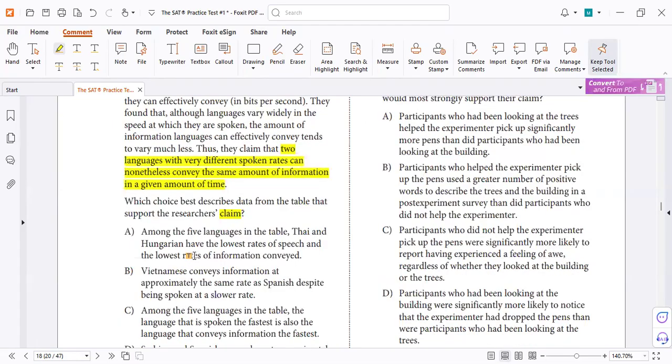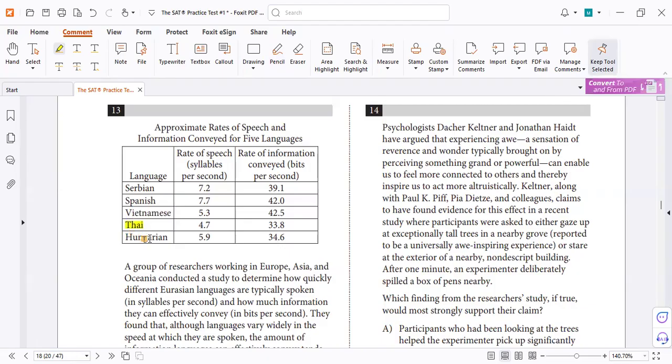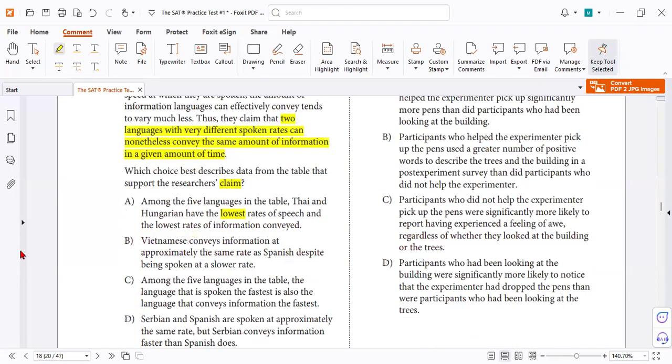Let's see. Among the 5 languages in the table, Thai and Hungarian have the lowest rates. So where are Thai and Hungarian? Is that the lowest, or is this the lowest? 5.9. So here he said 5.3 is lower than 5.9. It's not the lowest, so it's wrong.